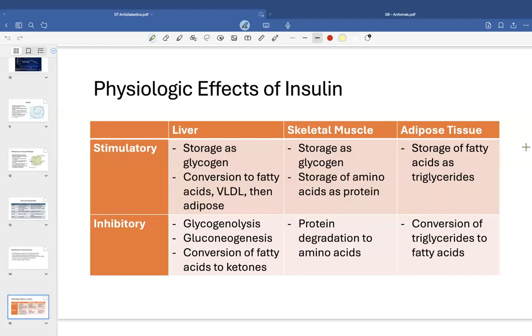In skeletal muscle, insulin promotes storage of glycogen, not as much as it does in the liver, but skeletal muscle can store some glycogen, as well as taking up amino acids as protein. Whereas it has inhibitory effects that are the opposite, which is protein breakdown into amino acids. And then finally, in adipose tissue, insulin again promotes storage of glucose and conversion into the storage product fatty acids, and inhibits the reverse process of converting triglycerides into fatty acids.